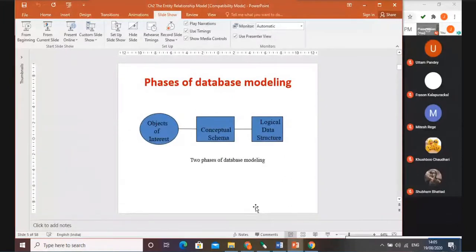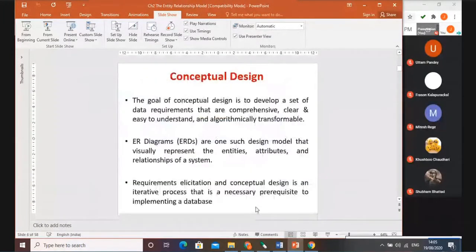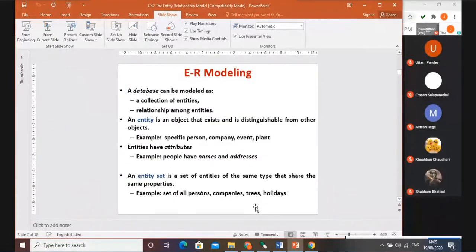So before going ahead, I'll just ask you questions. I'm not asking questions now on modeling. We'll directly go with the ER diagram because that is our requirement today. So we have started with ER diagram. I think I'll stop sharing. We'll first go through the question answer.